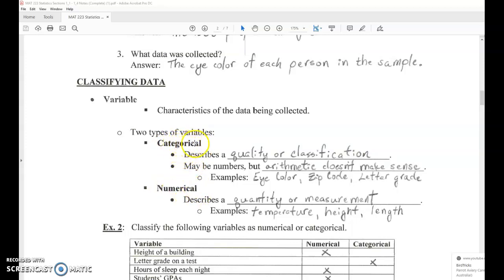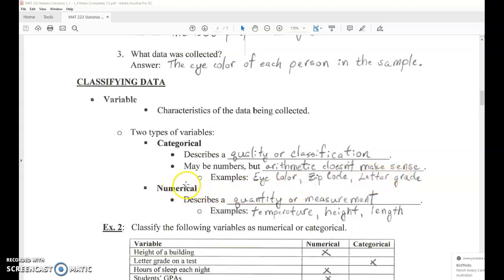So a categorical variable describes a quality or a classification. It could be numbers, but arithmetic does not make sense with these numbers. Examples of categorical variables are eye color, zip code. So there's a case where it's numbers, but taking an average or adding two zip codes doesn't make any sense. Letter grade, stuff like that.